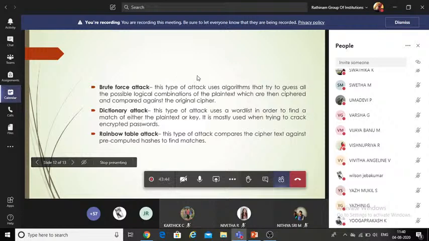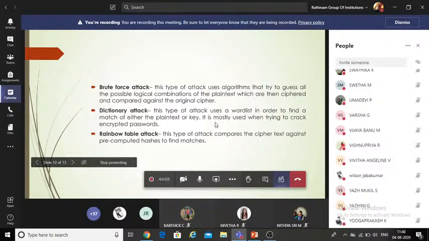Yes, brute force, trying all possibilities. And we have certain other types. We have seen the brute force attack. Like that, we have two other attacks called dictionary attack and rainbow table attack. What do you mean by the dictionary attack? It is a type of attack that uses a word list in order to find a match. It uses a word list. What is a word list?